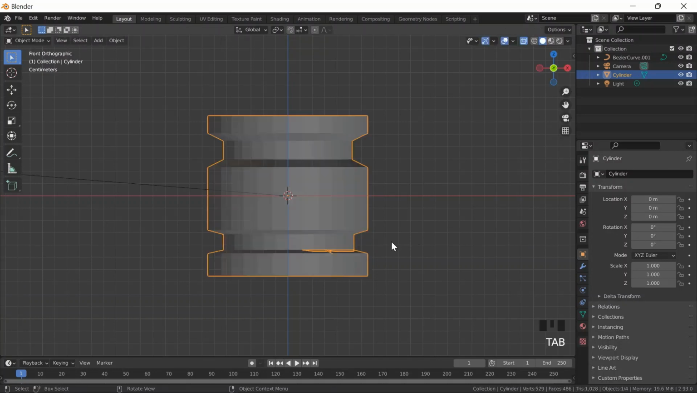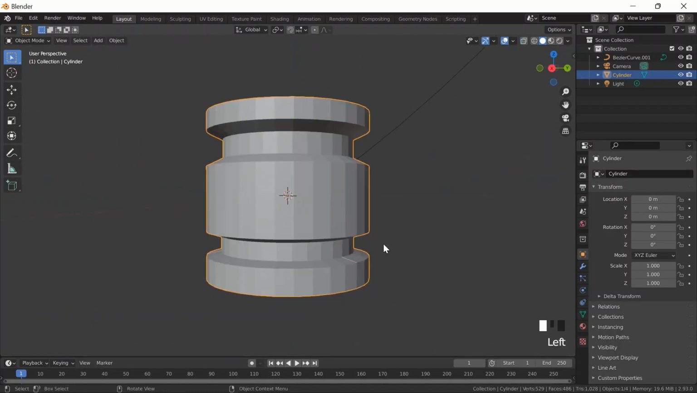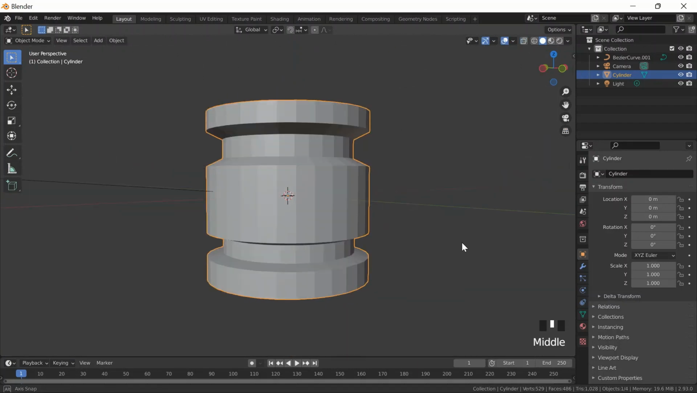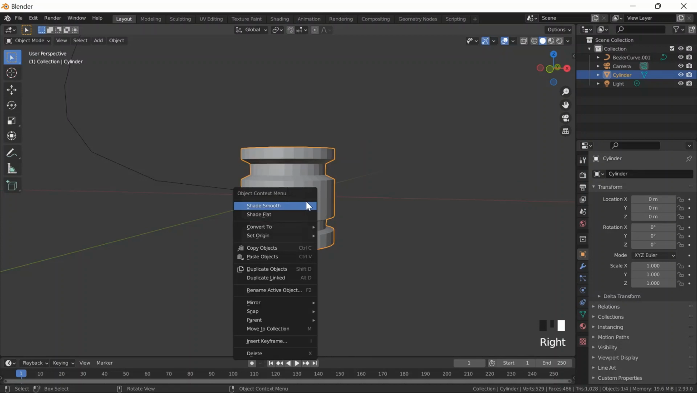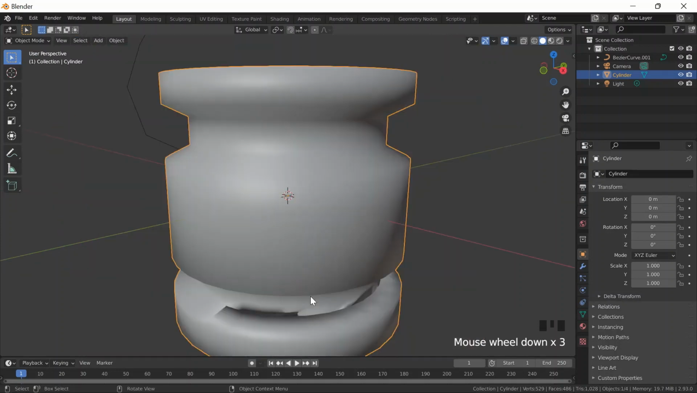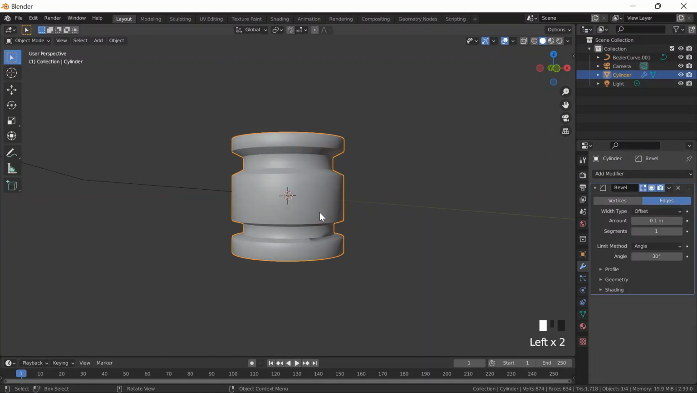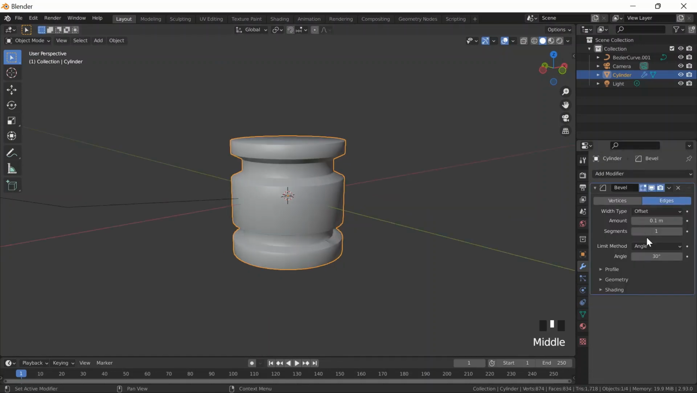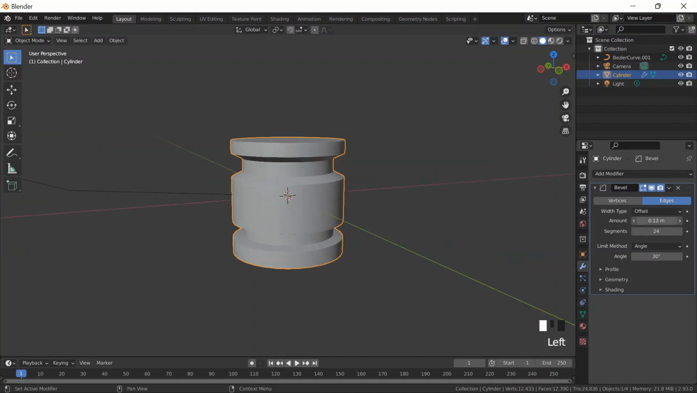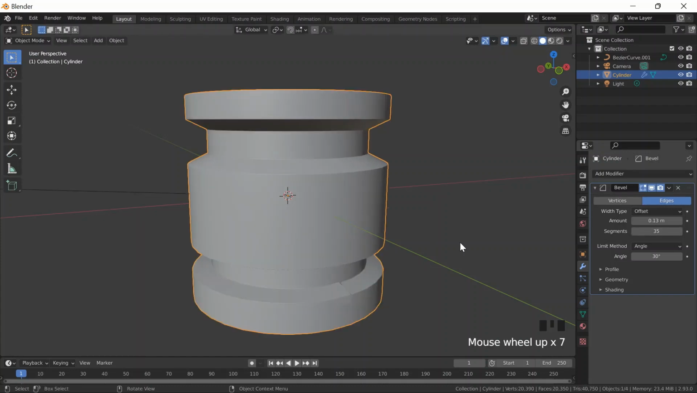Okay, we're going to go with this because I have no time. I literally don't even care. Okay. Oh wow, look, it does look fine. Shade smooth. Okay, add a modifier. We're going to add a bevel modifier so it looks nice and sharp, and add a few segments so it looks even nicer. Isn't that beautiful?